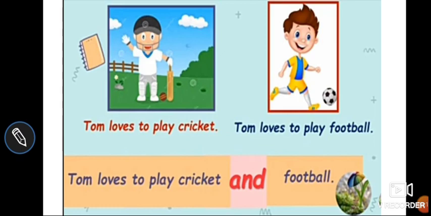By adding and, you have joined both the sentences and you have removed Tom loves to, because Tom loves to is being repeated in both the sentences. So, you need not repeat it again. You have to just say it once. Tom loves to play cricket and football.